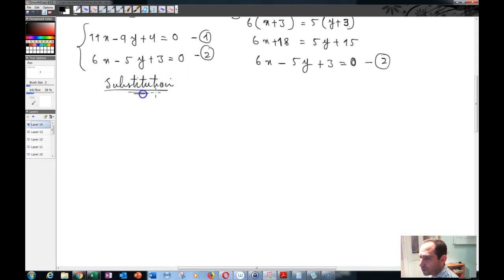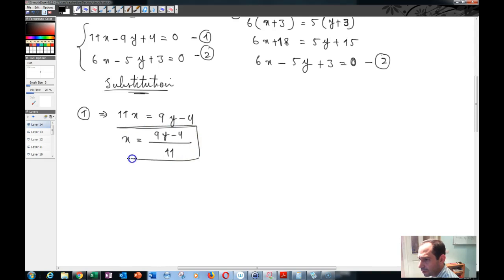Okay, so I can take equation 1, for example, and express x in terms of y. So 11x is equal to, take these 4 to the other side of the equation, 9y minus 4. And so your x is equal to 9y minus 4 over 11. Okay, so that's your x in terms of y.